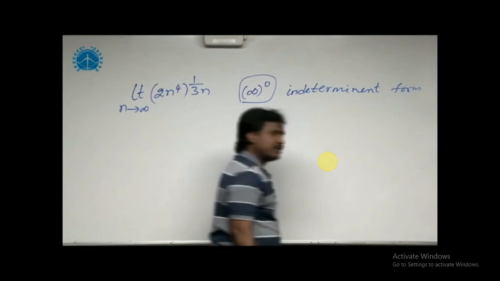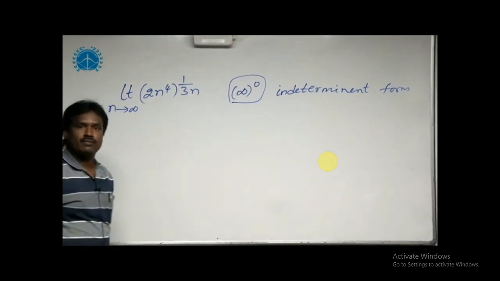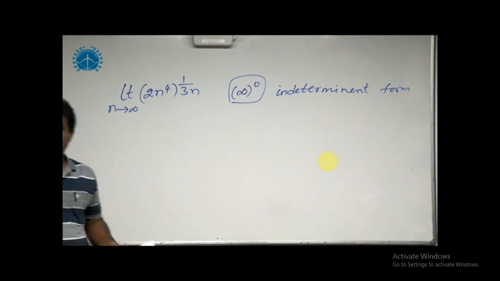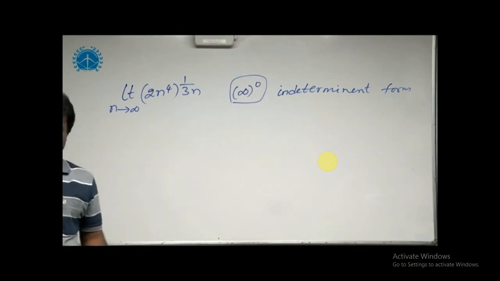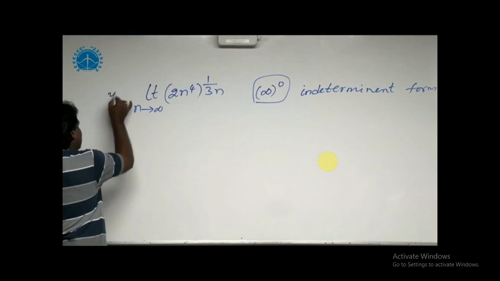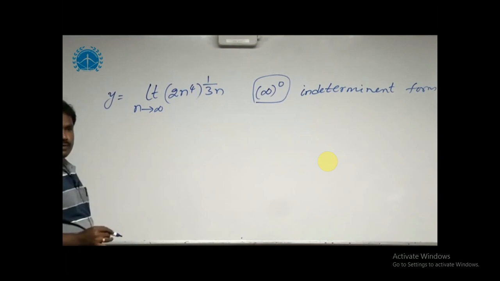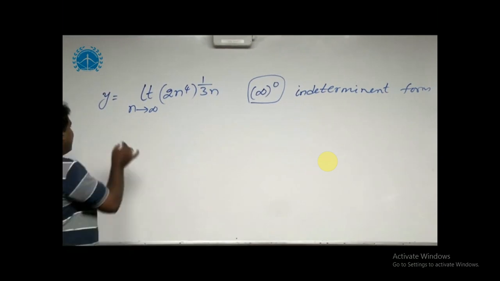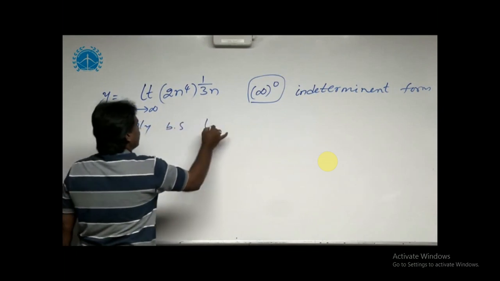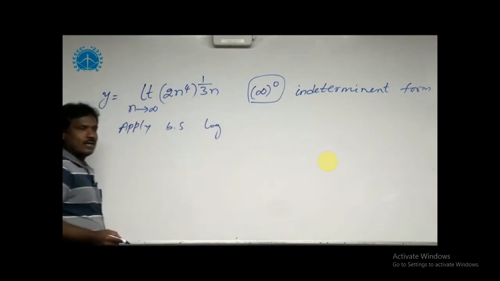So in this case we have to convert that into a determinate form by using various methods, either the factorization method, standard formulas, or L'Hospital rule. So before applying that, I am taking this equal to y. If you consider this as y, apply logarithm on both sides. Apply logarithmic application on both sides.